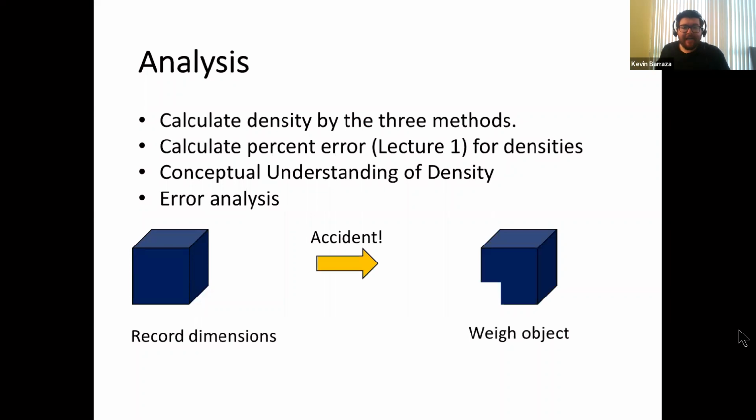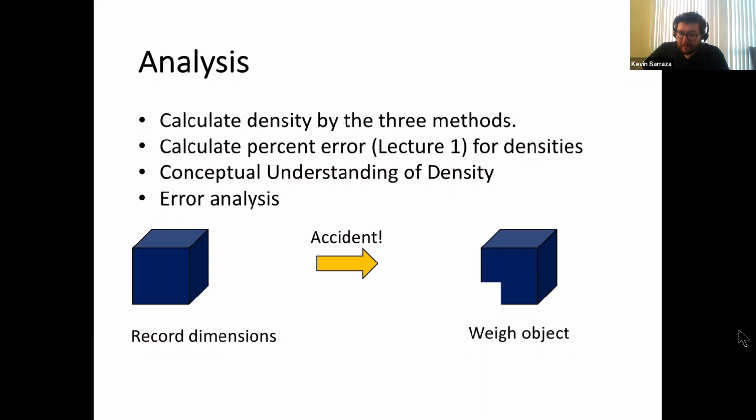But say something happens on the way there that I don't notice. I don't realize that my object broke. It chipped. It did this right before I was going to put it on the scale to weigh it. So this is the setup for our error analysis. I have lost a little bit of my object. Now the question is, what will the error do to my measurement, and what will it do to my final answer?